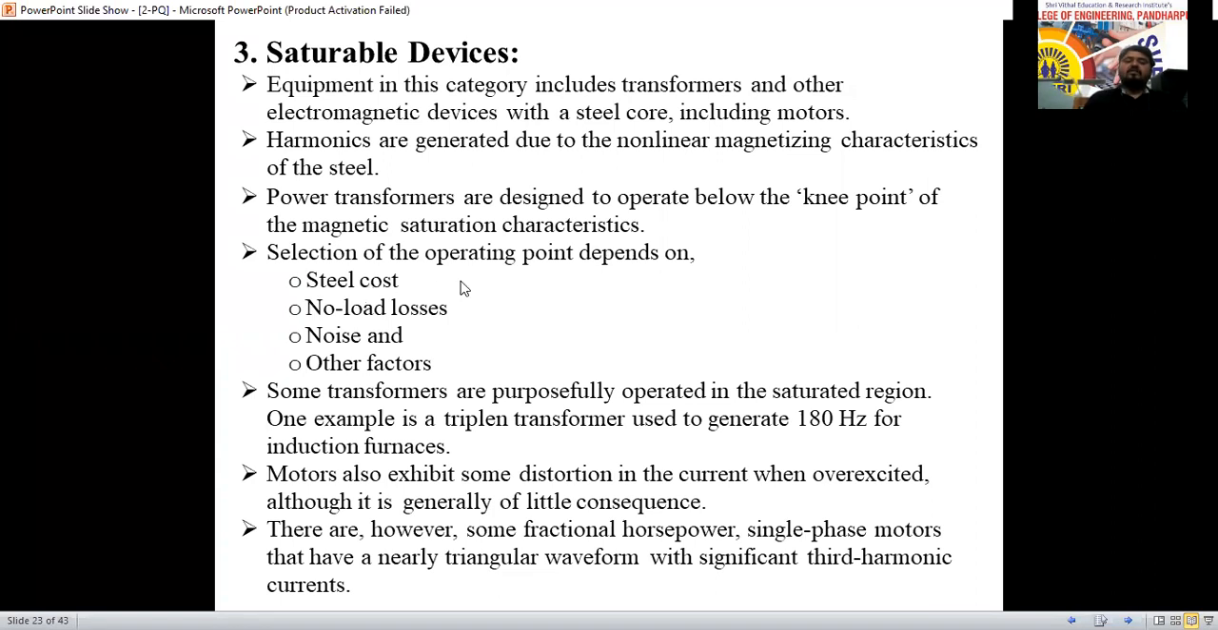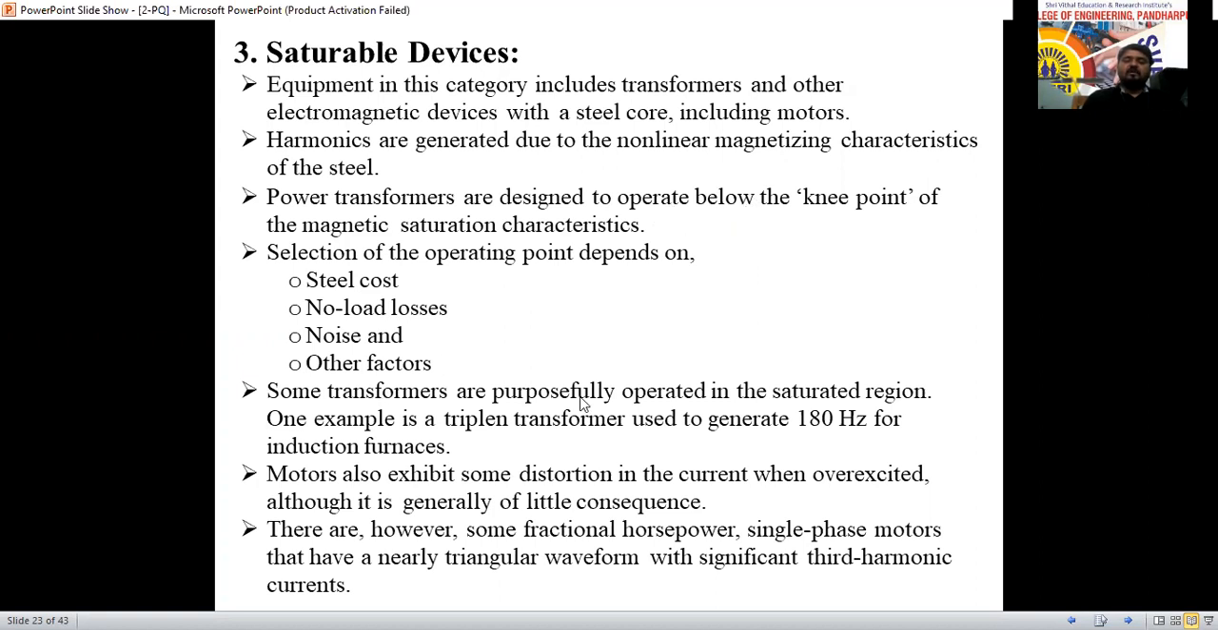For selecting the operating point, that is the knee point, we consider the cost of the steel, no-load losses, how much noise it produces, how efficient it is, and some other factors. Efficiency, steel cost, no-load losses and noise are all considered in selecting this knee point.